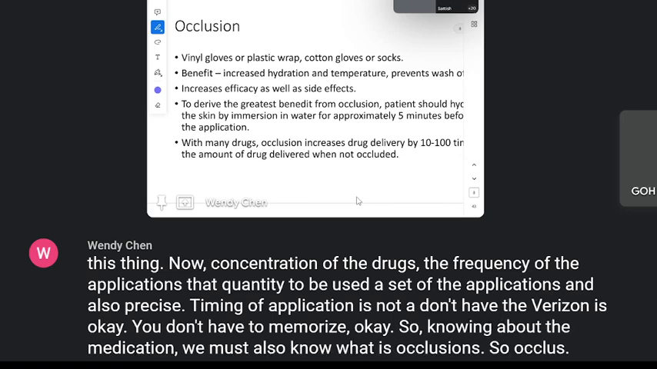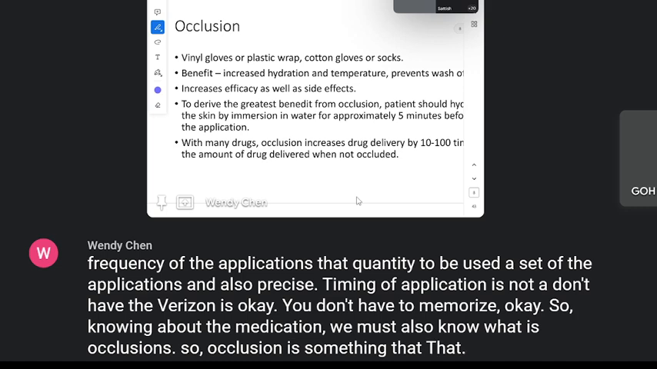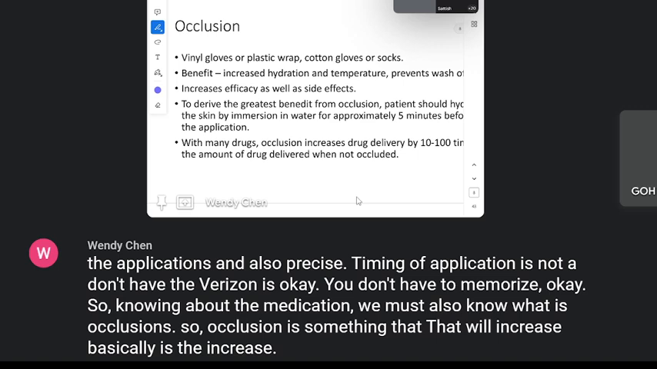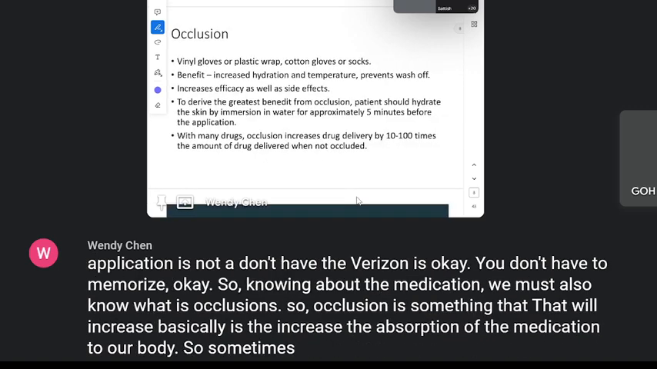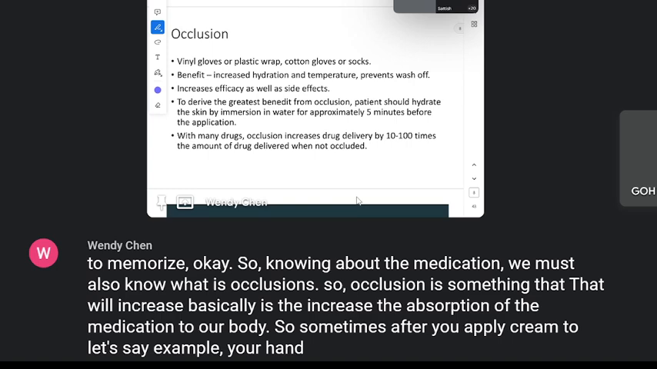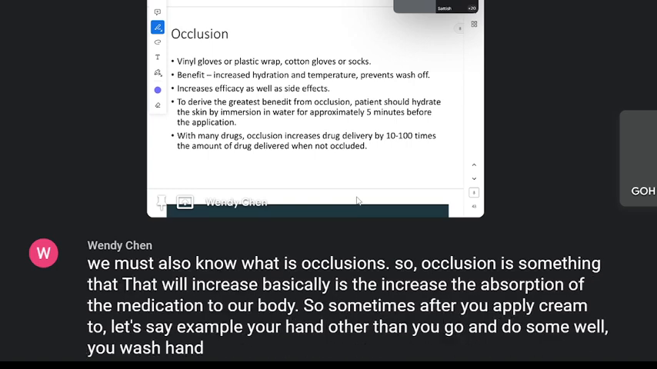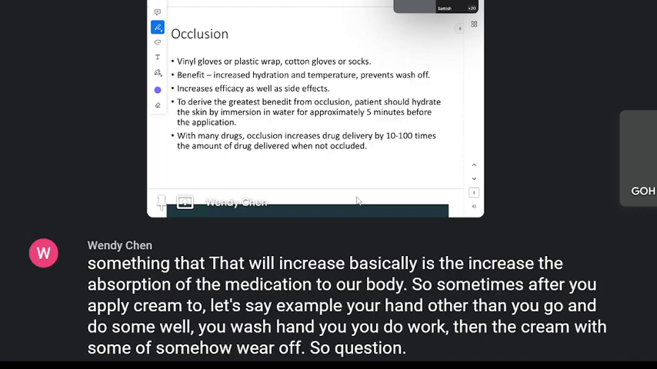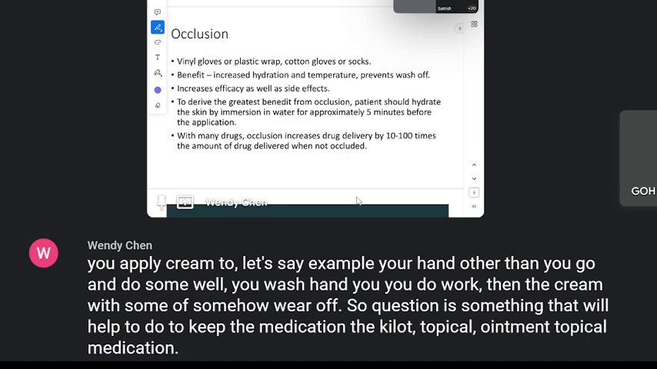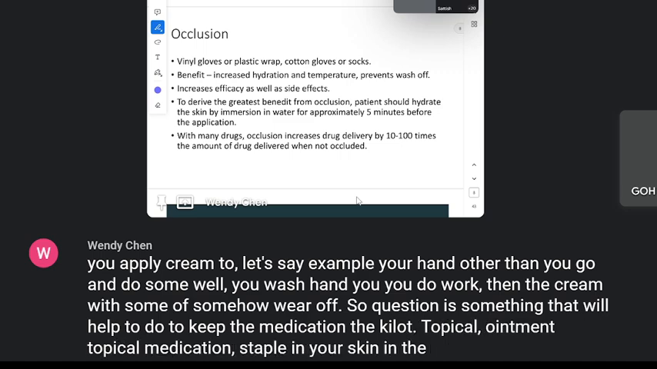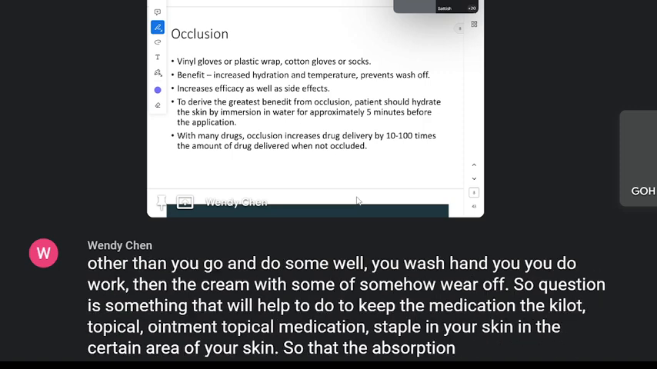So occlusion is something that will increase the absorption of the medication into our body. Sometimes after you apply cream to, for example, your hand, you go and do some work, you wash your hands, and the cream will somehow wear off. So occlusion helps to keep the topical medication in place in a certain area of your skin, so that the absorption can be maximized.